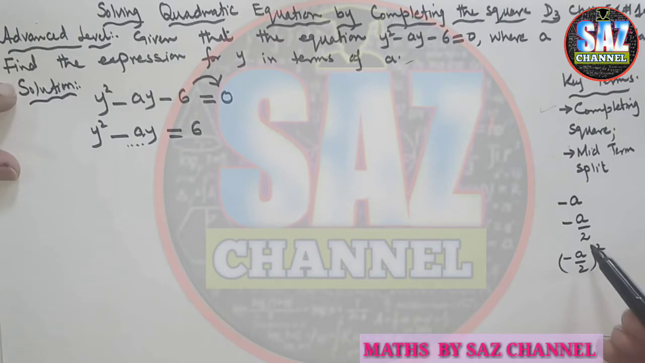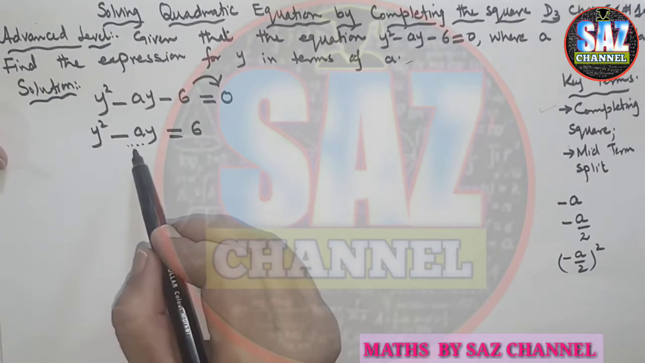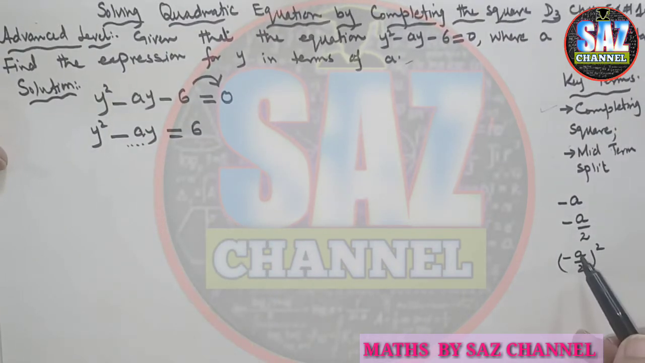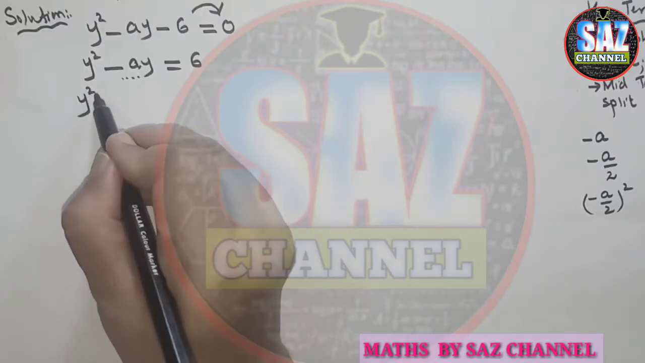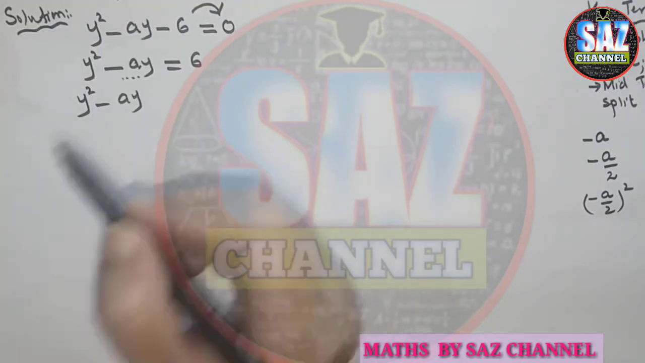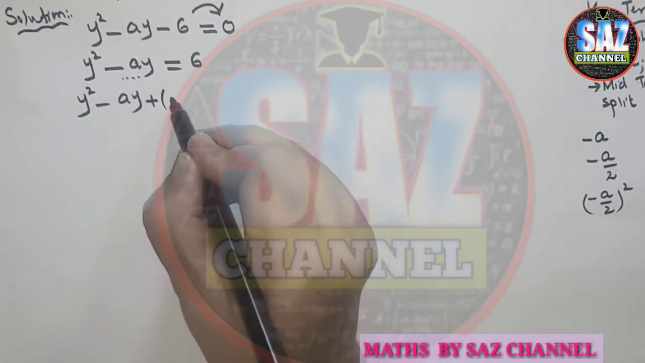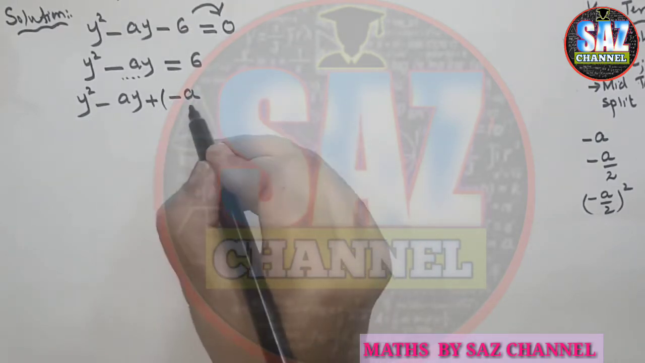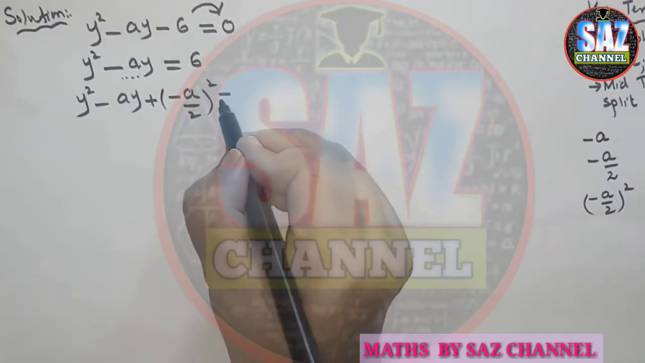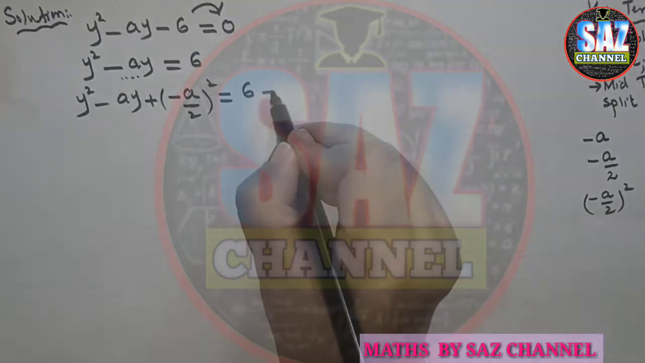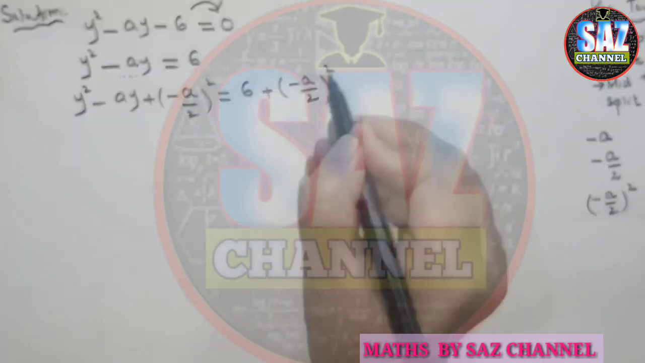So my expression that will make y square minus ay a perfect square is minus a by 2 whole square, and that I am going to add on both sides of the equation. The left hand side of the equation will take the form y square minus ay plus minus a by 2 whole square, equals 6 plus minus a by 2 whole square.